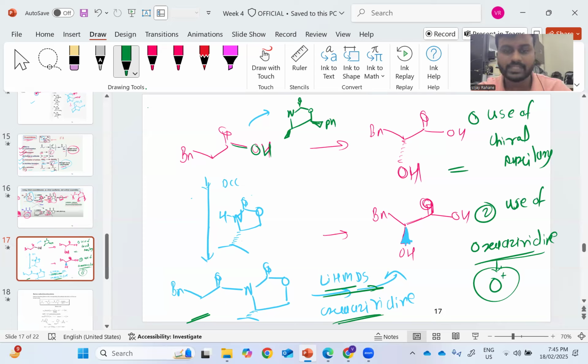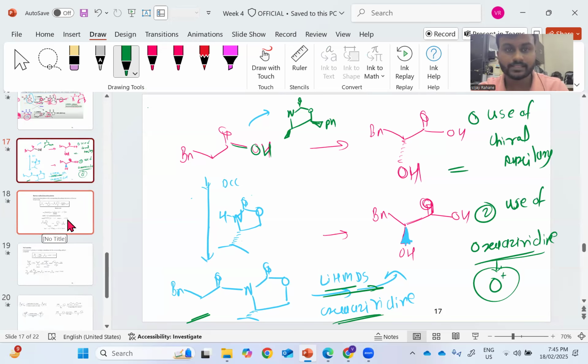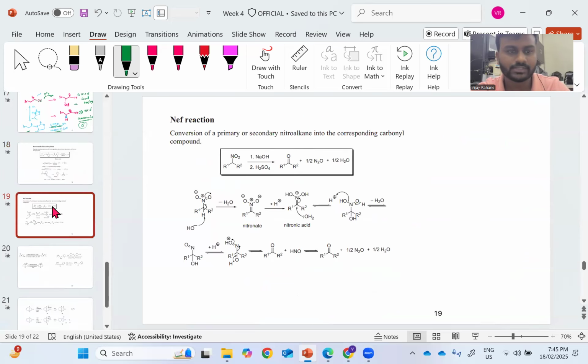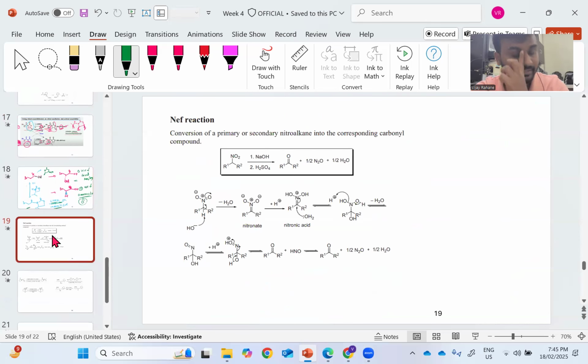So these are concepts that you need to keep in mind if you want to do any kind of synthesis in the lab, or in a paper if you want to do a total synthesis, then you need to use this kind of approach. I have mentioned the detailed mechanism in a few slides for this Barton reaction, so I will not discuss it here.